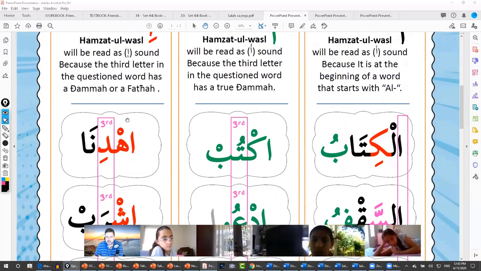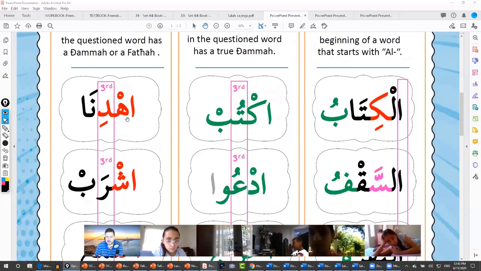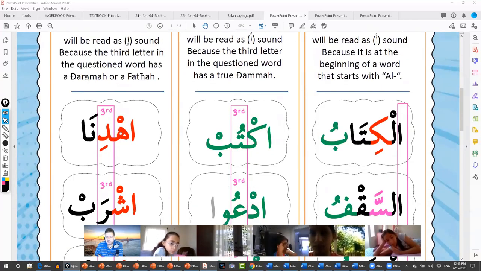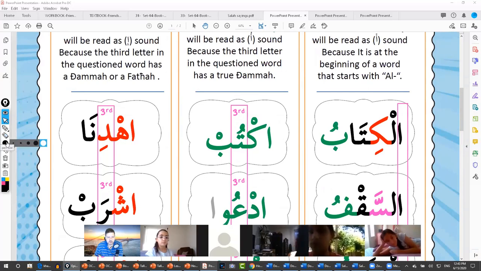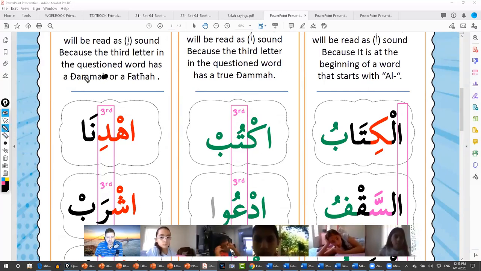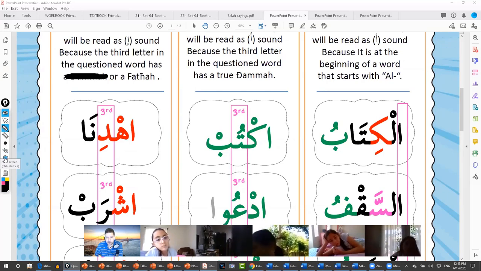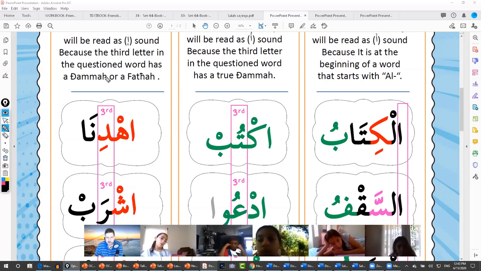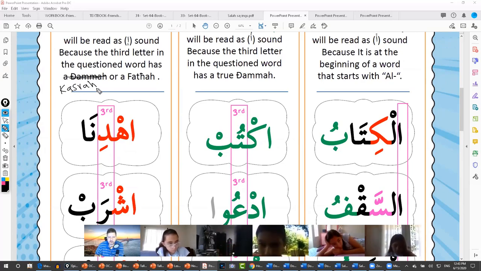I'm sorry, if the third letter has fatha or kasra. We're gonna change this to fatha or kasra. So this one here, typo here, I need to change it. This one you're gonna make it kasra or fatha. Okay? So here, cross it, and write here, kasra. So if the third letter has kasra or fatha, I say E.